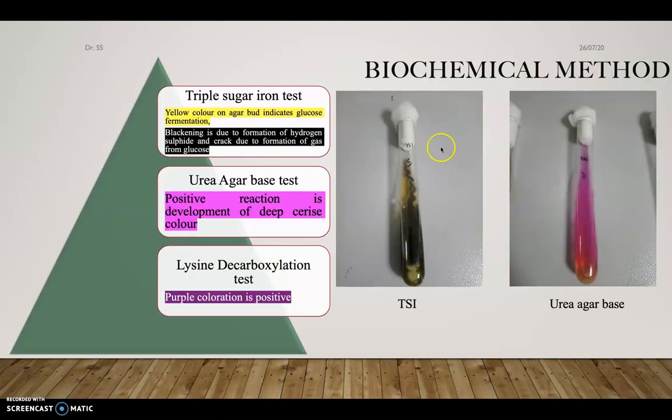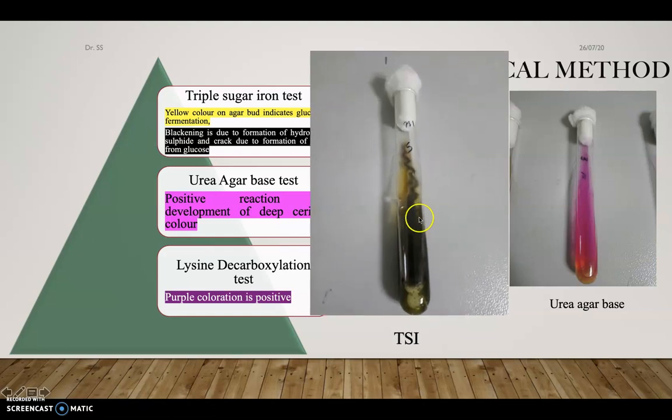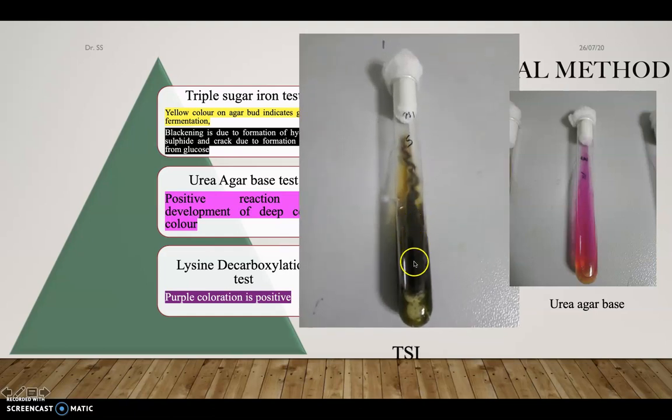Okay, in the TSI, yellow color on the agar bed indicates glucose fermentation, and black color is due to the formation of hydrogen sulfide. If any crack is observed, it is due to the formation of gas from glucose. So see, this is the black color due to the production of hydrogen sulfide.